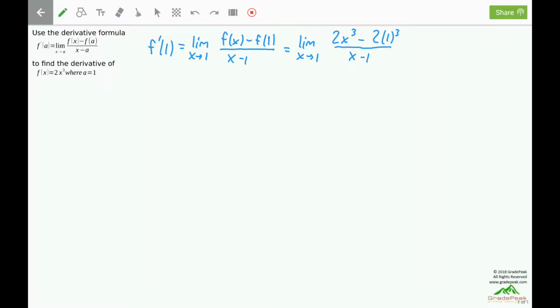We have the 0 over 0 indeterminate form here, and we will continue to have that until we can factor the numerator to get an x minus 1 factor to cancel with that x minus 1 factor in the denominator. As x is going to 1, those are going to make 0 over 0.